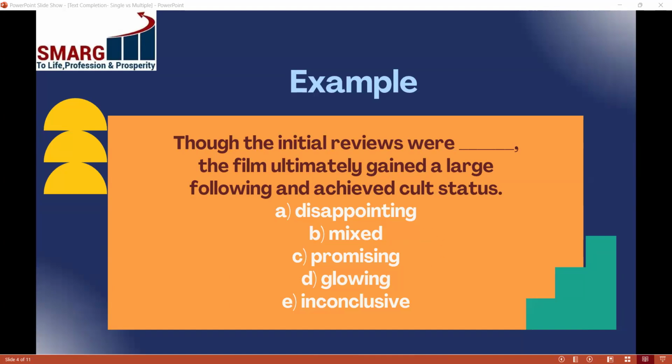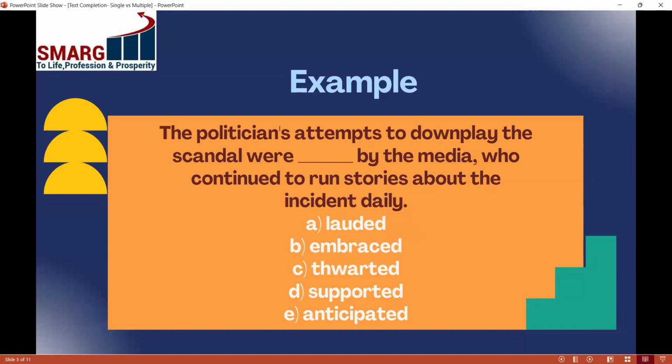Next one. So, Arif, can you just read out the question, please? Yes, ma'am. The politicians' attempts to downplay the scandal were dash by the media, who continued to run stories about the incident daily. Right, options are lauded, embraced, thwarted, supported and anticipated. Right. Now, what would be the answer? Lauded, embraced, thwarted, supported, anticipated.